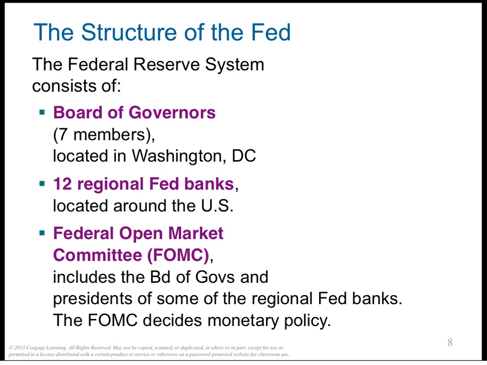There are 7 members appointed by the president and confirmed by the Senate. The governors have 14-year terms, just as federal judges are given lifetime appointments, to insulate them from politics. Fed governors are given long terms to give them independence from short-term political pressure when they formulate monetary policy.